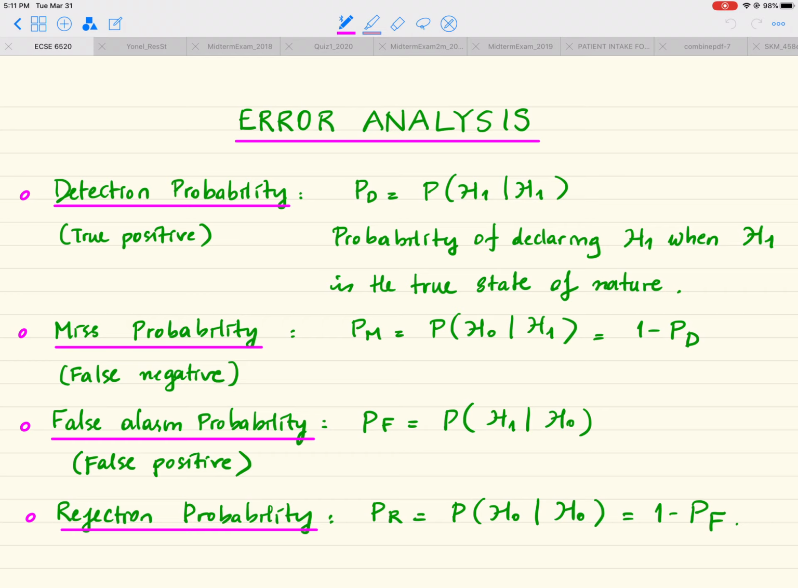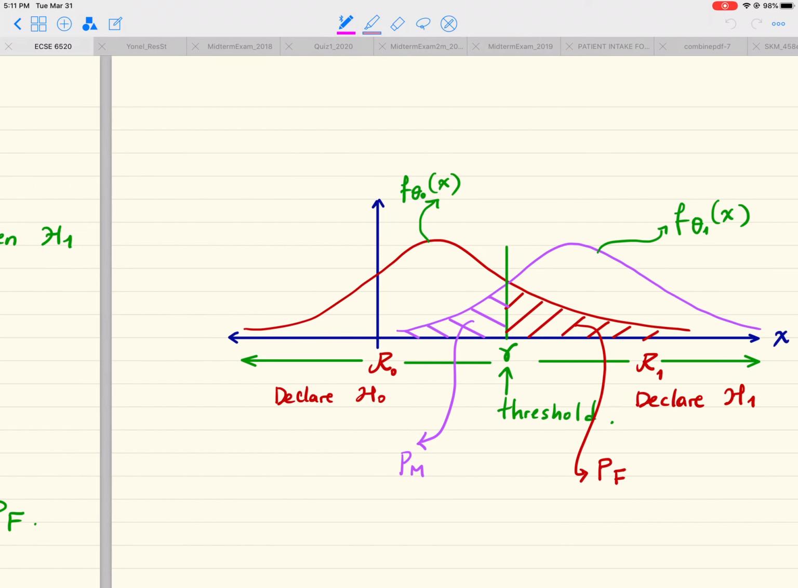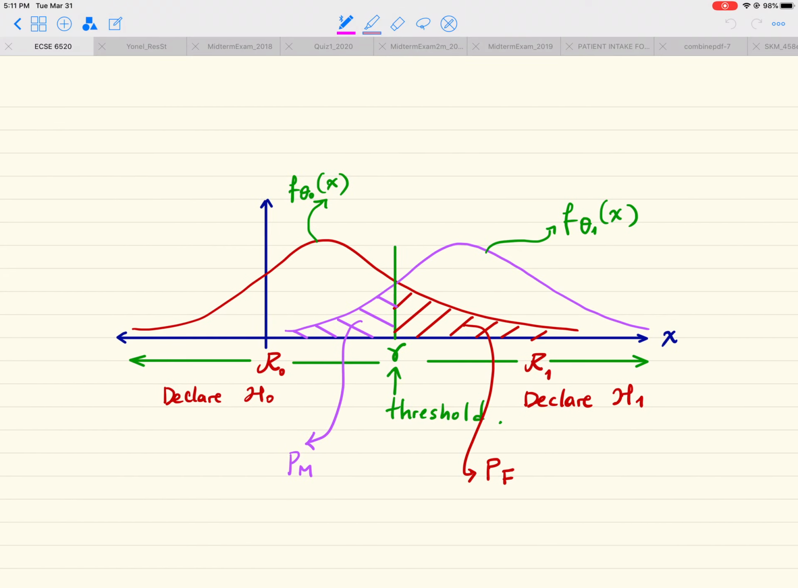In which case I will have no false alarm, but I'll have 0 probability of detection. So we'll see that designing a detector is a compromise between these 2 terms. And here is a graph showing you probability of false alarm and misdetection, the 2 errors.